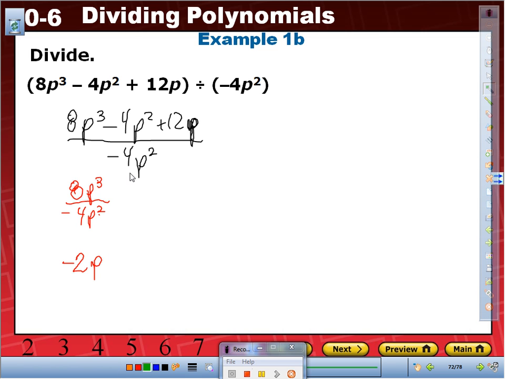To the middle term. Middle term. Negative 4p squared divided by negative 4p squared. Giant 1, giant 1. So what is 1 times 1? Positive 1.